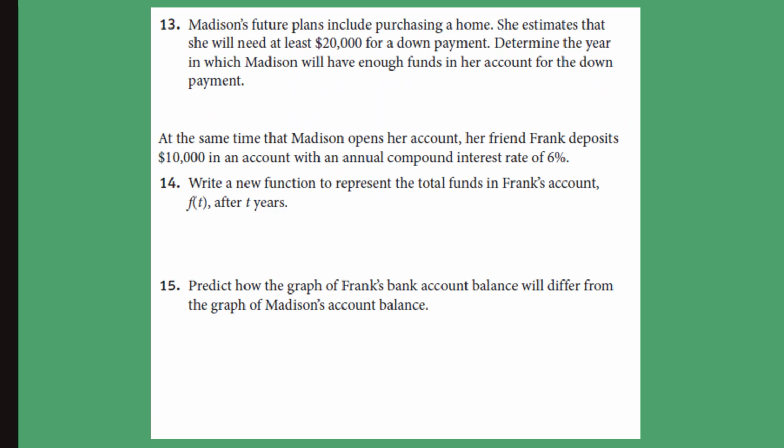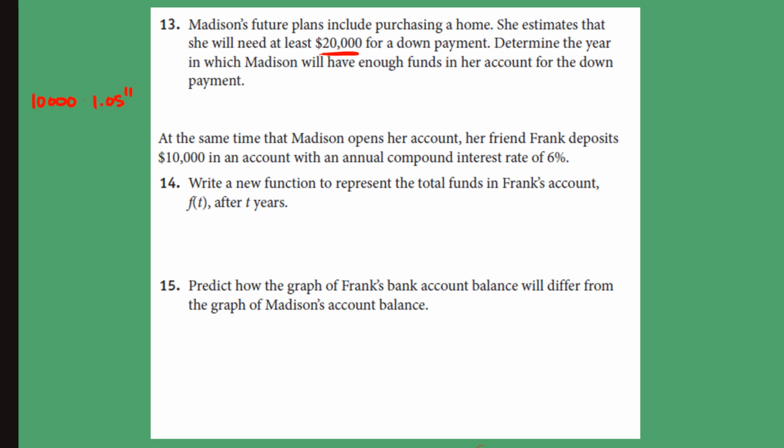Madison's future plans include purchasing a home. She estimates she's going to need $20,000 for a down payment. And we want to determine the year she'll have enough money for the down payment. So she had $10,000 when she graduated from college, and we know she's earning 5% a year. We already know she has something over $16,000 on the 10th year, so I wouldn't check anything before 10. So we might try 11. This will just be a little trial and error to see when we finally have enough.